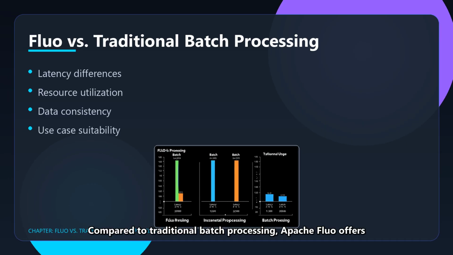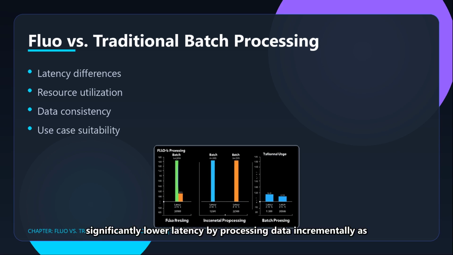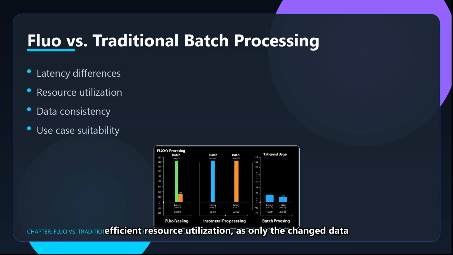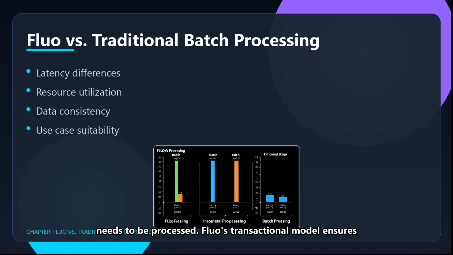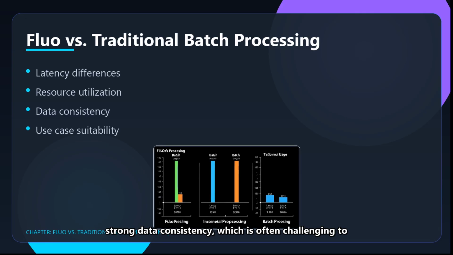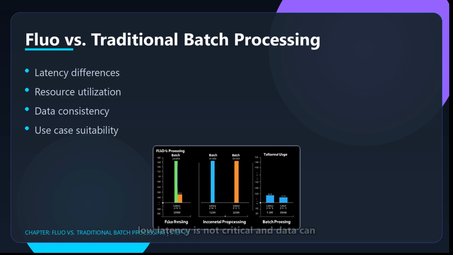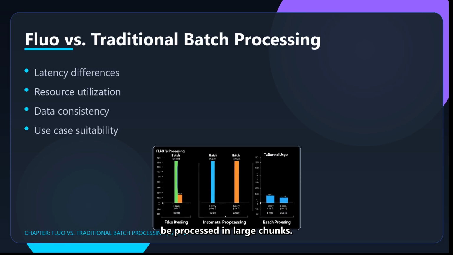Compared to traditional batch processing, Apache Fluo offers significantly lower latency by processing data incrementally as it arrives. This approach also leads to more efficient resource utilization, as only the changed data needs to be processed. Fluo's transactional model ensures strong data consistency, which is often challenging to achieve with batch systems. However, batch processing may still be more suitable for use cases where low latency is not critical and data can be processed in large chunks.